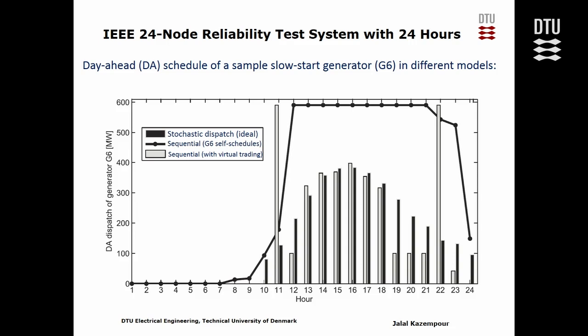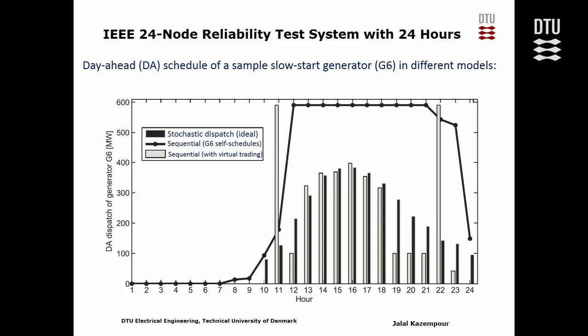So the black histograms are the stochastic dispatch of one sample slow slot generator in different hours. So you'll see that in hour 10, its dispatch is here, then here, then here. It's a smooth production, a smooth increase of the production. So the startup cost is not very significant if we clear the market stochastically. So the dispatch of G6, this generator, is increasing the production over the time smoothly.